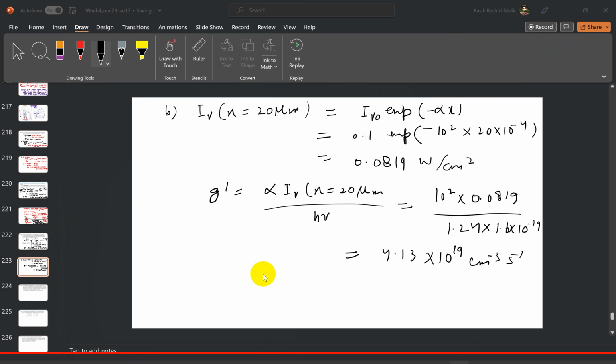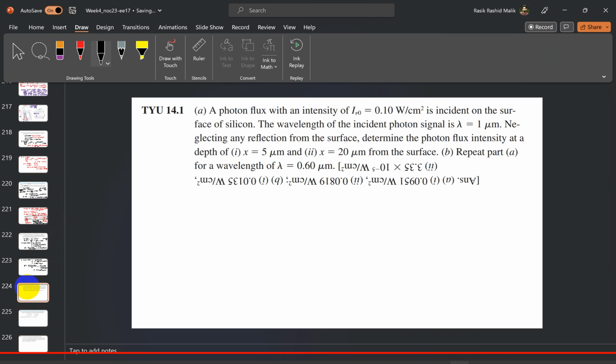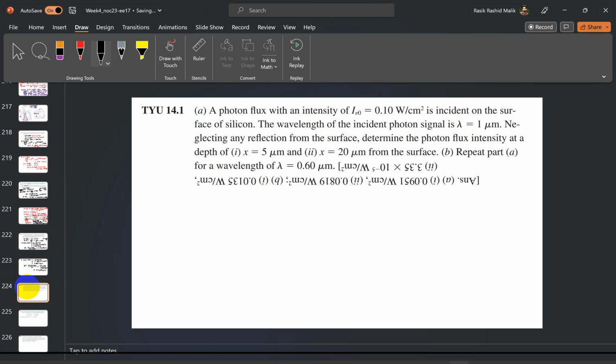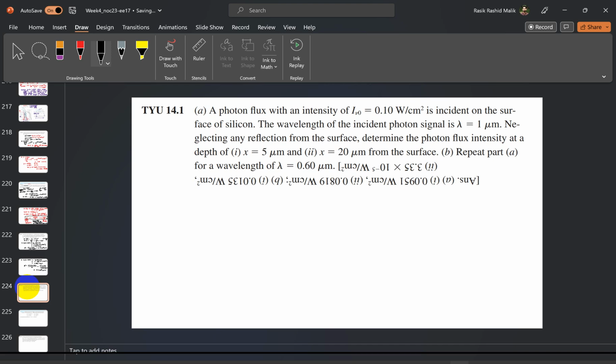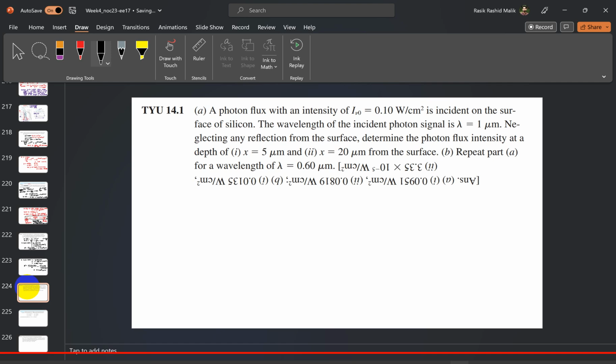Now let's move to next question. So it says again we have a photon flux at IV at 0 is 0.1. We have is incident on surface of silicon, and the wavelength is given by 1 micrometer, and we have to neglect any reflection from the surface. We have to determine the photon flux at the depth of 5 micrometer, 20 micrometer from the surface. Okay, and then we have to repeat this question at 0.6.